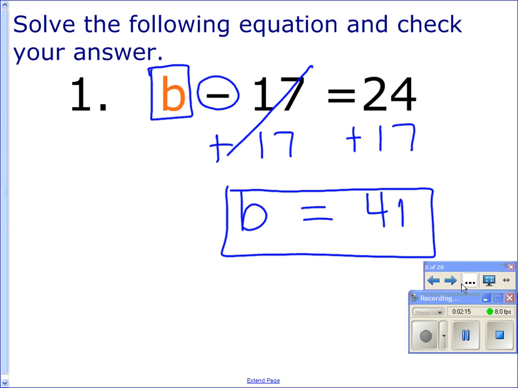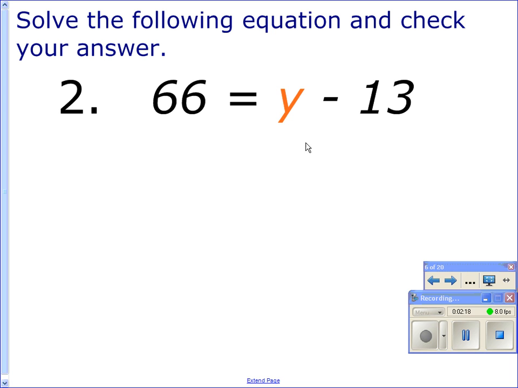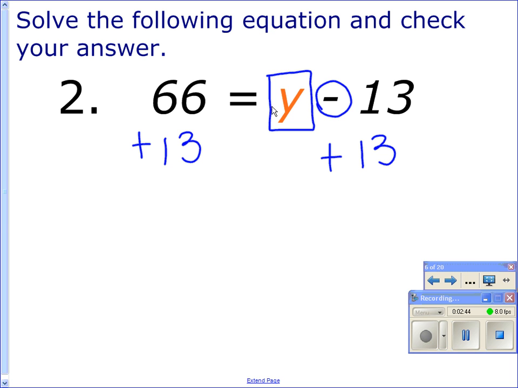Okay, next one. We have 66 equals y minus 13. The variable can be on either side, but you're still going to do the same steps. You're going to box the variable, which is y in this one, and circle your operation of subtraction. We see subtraction, so we are going to add 13 on both sides. Whatever is attached to the variable, that's what you're going to do.